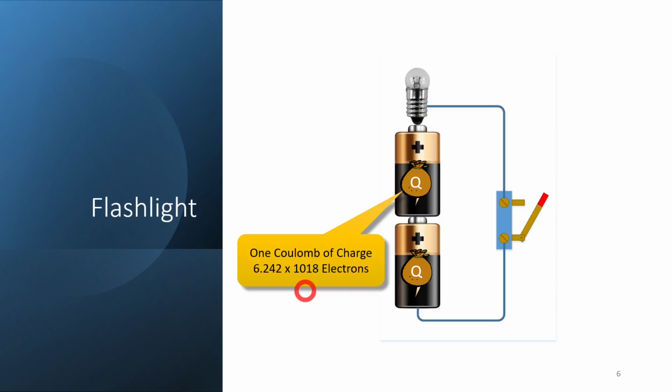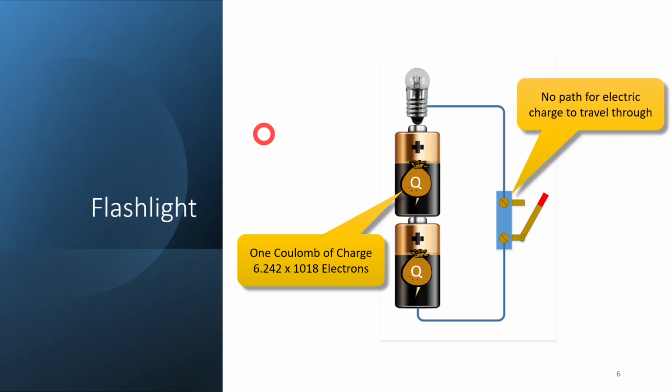So each one of those sacks, like I said earlier, is going to be 1 Coulomb of charge. Of course, this battery would have many, many sacks of charge inside of it. I'm just doing a simple demonstration here. And since that switch is open, we don't have any path for the charge to flow through the light bulb and for the light bulb to glow.